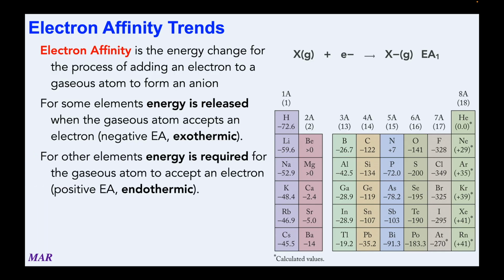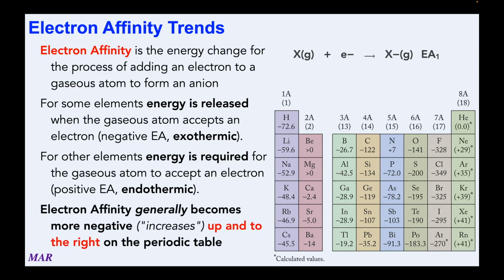Some elements require energy to have the electron added in. Some of them have energy given out. It just depends on the different element you're looking at. But again, more or less up and to the right is the way to think about this. But again, it's not perfect. Now, up and to the right is by far the cheesiest. So first of all, helium doesn't want to add any electrons, so it doesn't count in this game. Generally speaking, though, it's up and to the right.